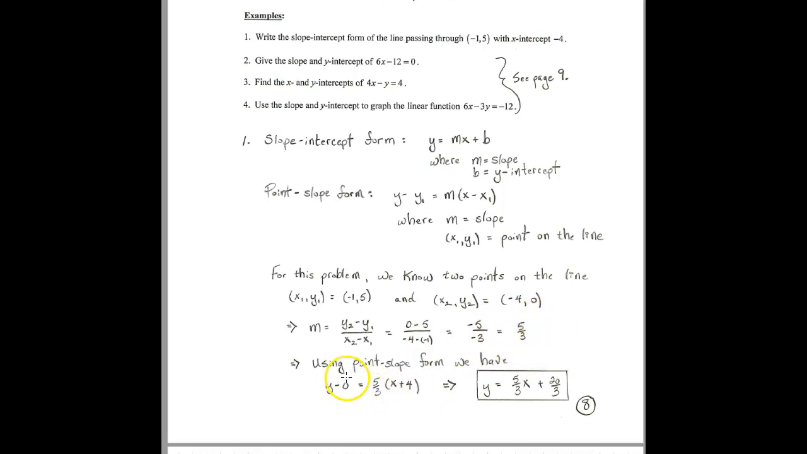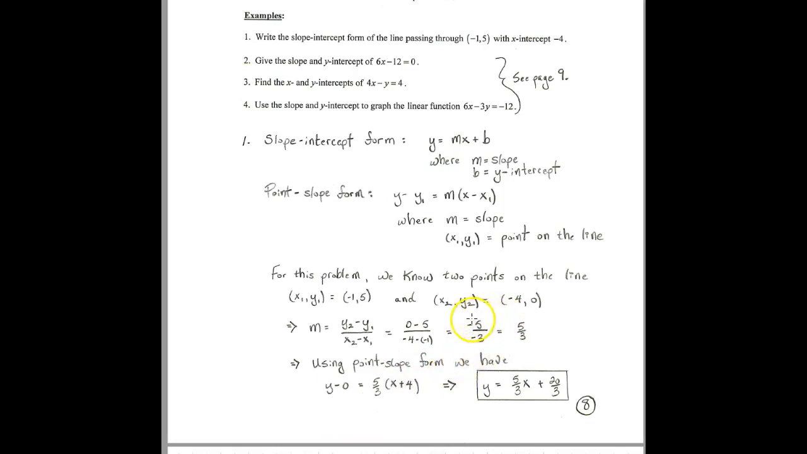Now I go back and use the point-slope form, y minus y1 equals m times x minus x1. Plug in the slope, which I know is 5/3, and the point x1, y1 that I'm going to use. Oh look, I switched and used this one. It doesn't matter which point I use. The formula just says x1, y1, so I could now call this one x1, y1.